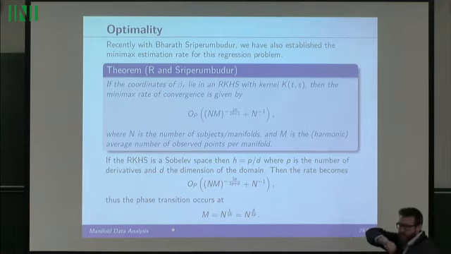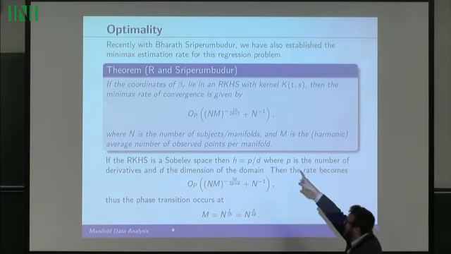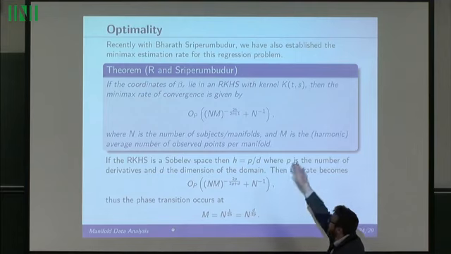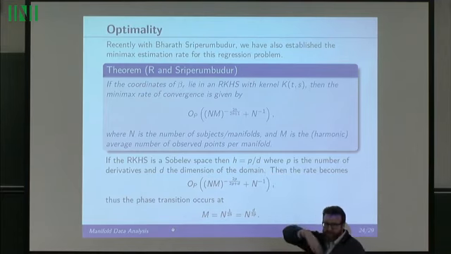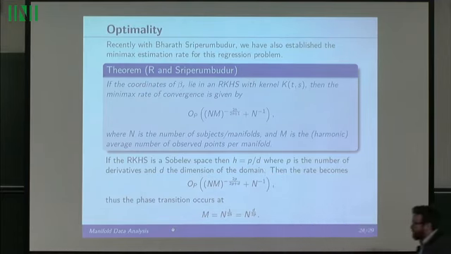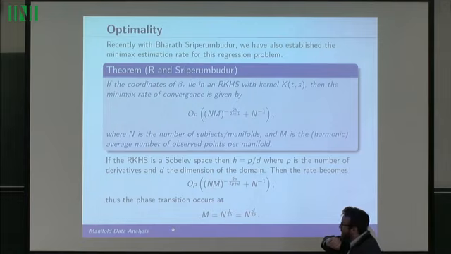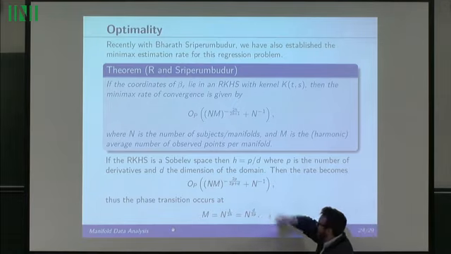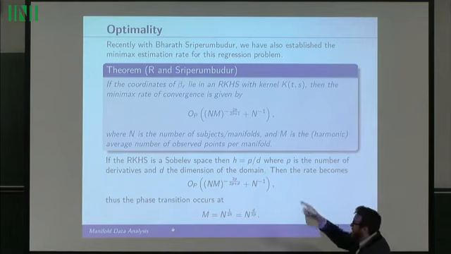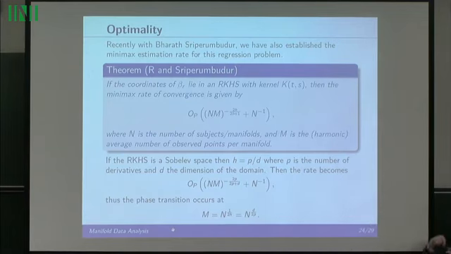However, you can't get faster than parametric. So if you have enough points, you will hit a parametric rate, and then you're not getting any better. It doesn't matter if you collect more points. If you move to a Sobolev space, you can interpret this h: it turns out that h is p over d, where p is the number of derivatives and d is the dimension of the manifold domain, not the outcome. The dimension of the outcome plays no role. It's only the dimension of the domain.